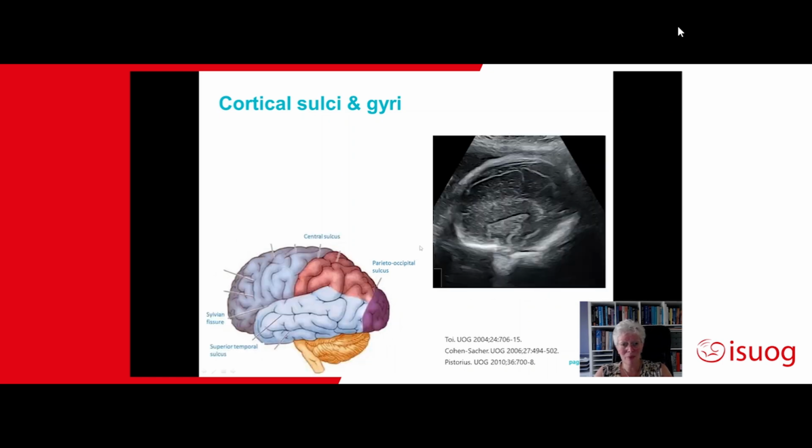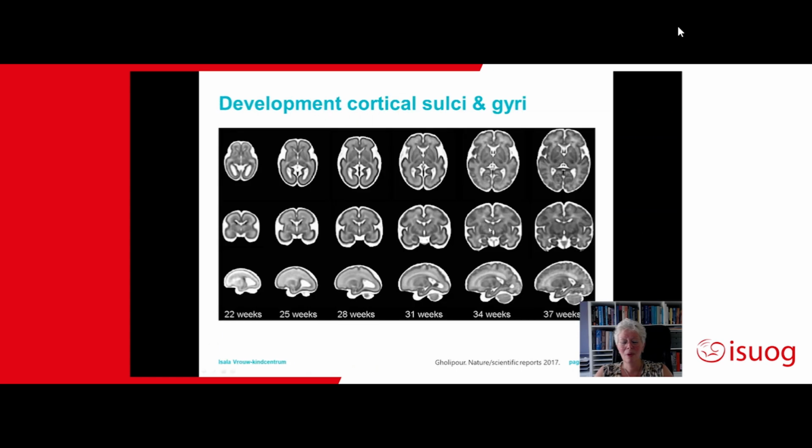If we make a parasagittal plane, we get this image, and there we can see the central sulcus over here. So now we know a little bit more of which sulci we can assess on ultrasound, but then the next thing is that these sulci are developing over time during development. And this is a nice overview of how this development looks.